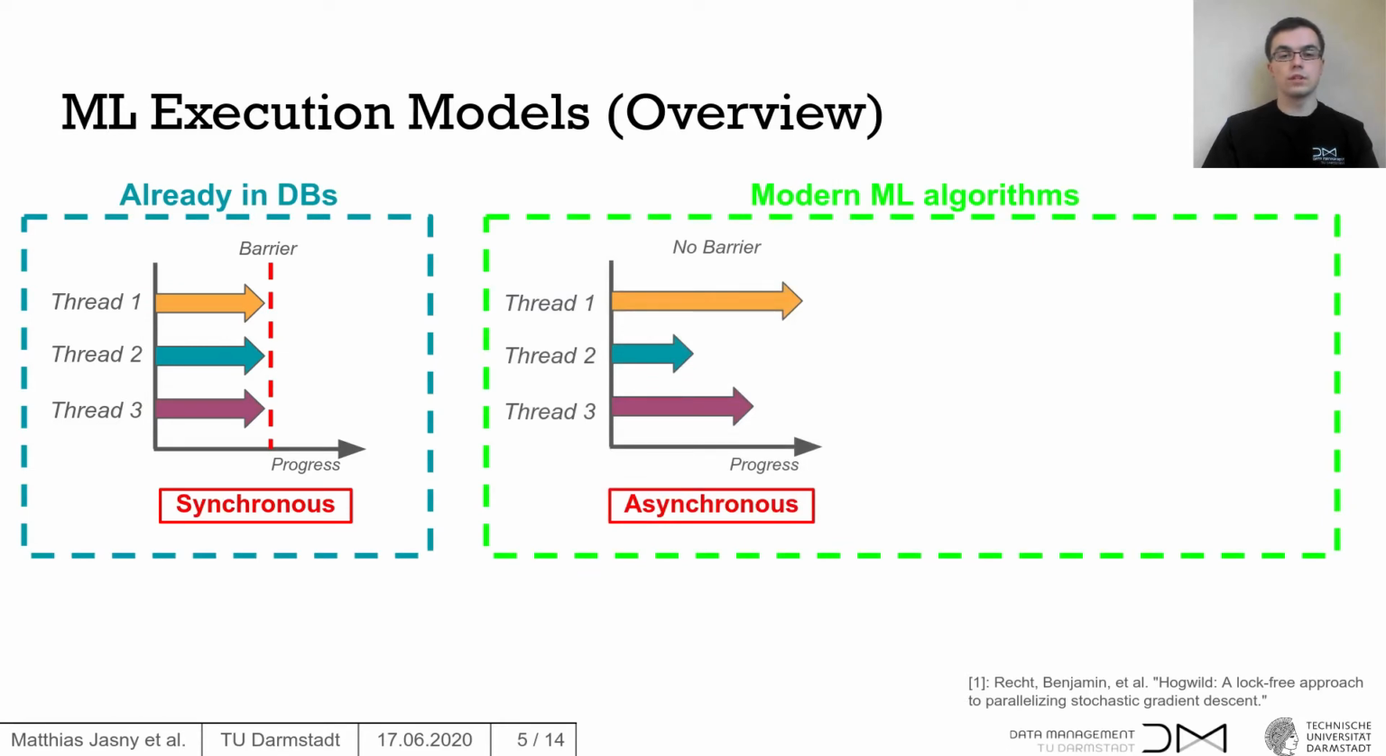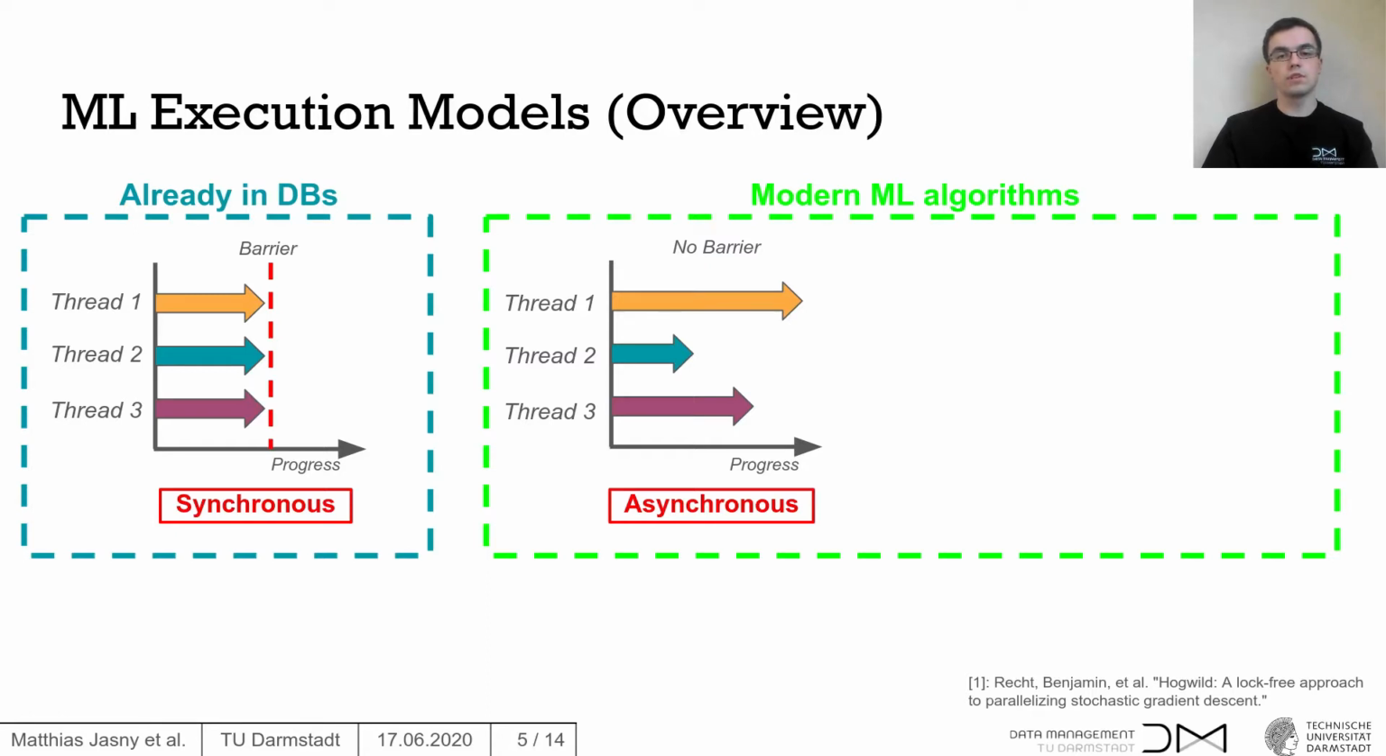When we now remove the restriction and let threads possibly override each other, we get a fully asynchronous execution scheme. Recent work like Hogwild for stochastic gradient descent has shown that convergence is still reached, but with much greater performance and scalability while having similar accuracy.